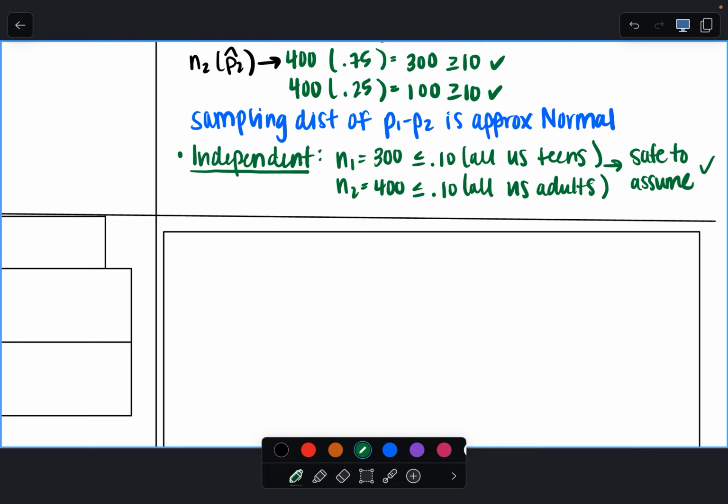So both of my sample sizes seem reasonable enough. There is definitely more than 3,000 U.S. teens and 4,000 U.S. adults. Seems fine. Now that I have checked all of my conditions, Precious, close your computer.